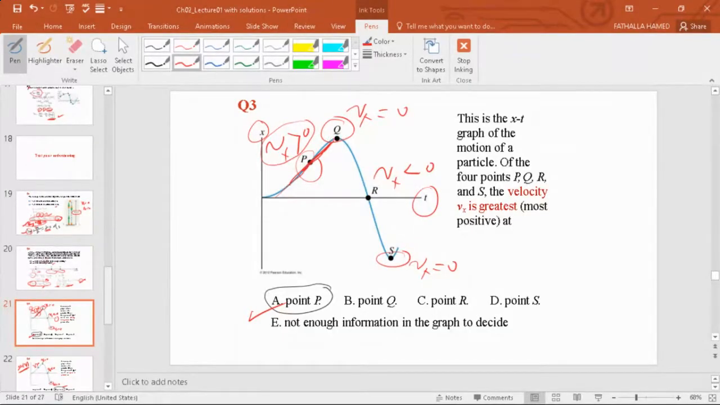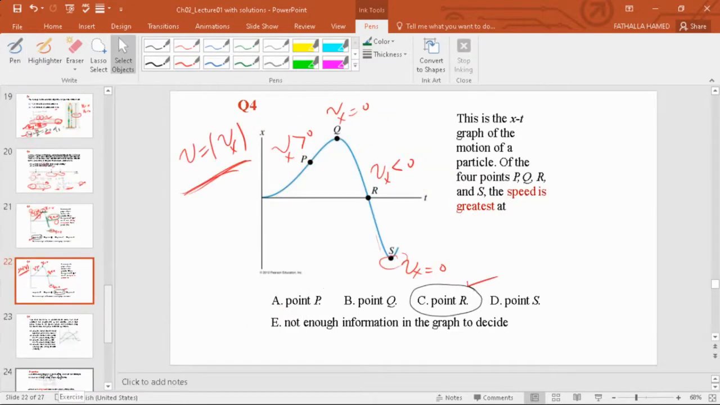And if you go to point Q here and you draw a line which is tangent to it, it will give you Vx equal to 0. The same thing will happen at X. It will give you Vx equal to 0. But here you draw a line which is tangent to this, and it will give you a slope, but the slope here will be negative. So Vx will be less than 0. And they ask you here, when is the velocity greatest, the Vx, and it will be at point B, because that's the positive value.